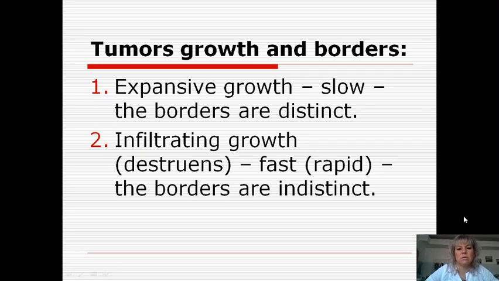The next characteristic of tumors: tumor growth and borders. We said that a benign tumor has clear and distinct borders. In benign tumors, we see expansive, slow growth. As a result, the borders are distinct and clear. In contrast, fast or rapid, infiltrating growth we see in malignant tumors. As a result, the borders are indistinct.